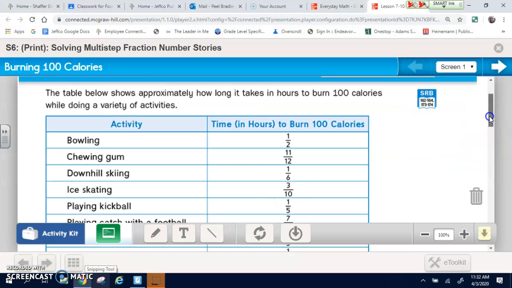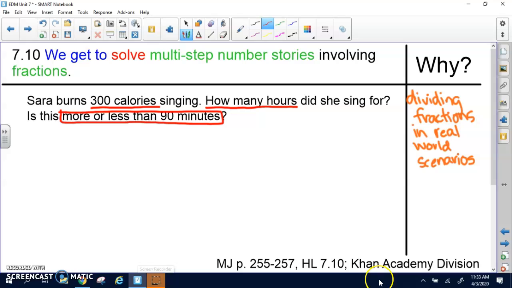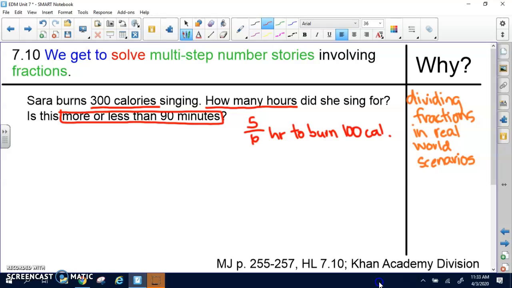So I'm looking for how long it takes in hours to burn 100 calories. When it's singing, I'm seeing here, singing, it takes 5/6 of an hour to burn 100 calories. So I want to write that down. It takes 5/6 of an hour to burn 100 calories. But I'm not looking for 100 calories. I'm looking for how long it took her to burn 300 calories. So I know I'm going to have to take that 100 and multiply it by 3 to get to 300.